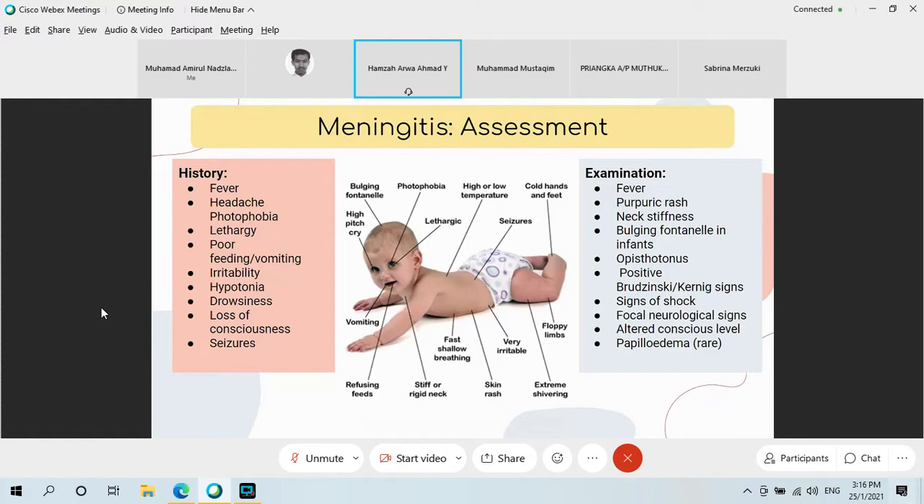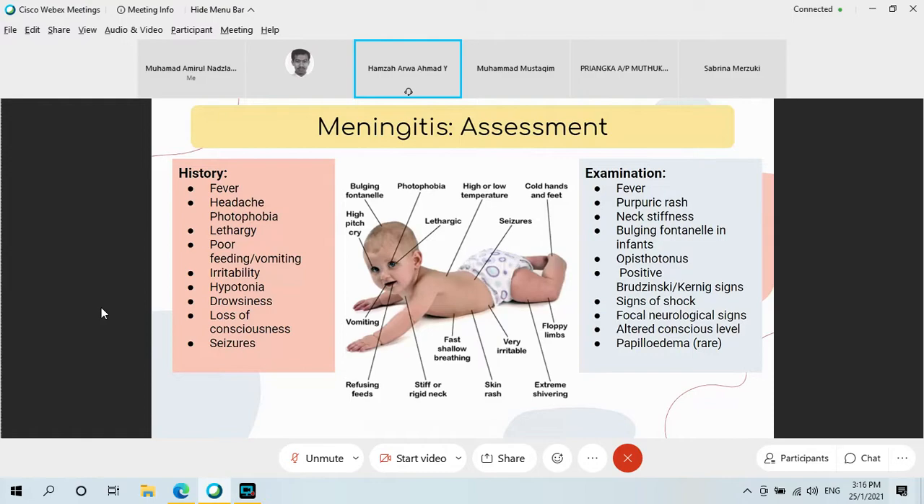And then you will perform the examination. You will confirm that the baby has a fever and a purpuric rash due to damage to the vessels and leakage into the surrounding tissue. Neck stiffness is not always present in an infant. And there is also a bulging fontanelle in the infant.